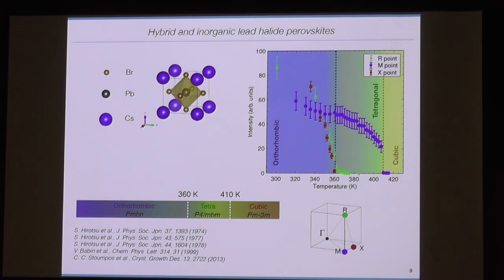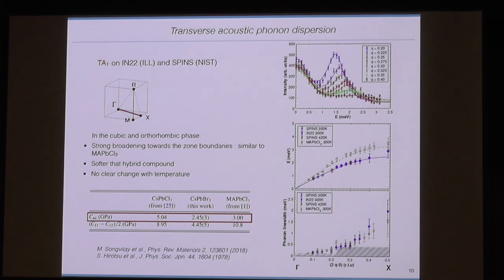I show here the results for the TA1 mode in cesium lead bromide in the cubic and orthorhombic phases, and in comparison the data that we previously obtained in methyl ammonium lead chloride in gray. These are constant Q scans that we performed in the Brillouin zone from gamma to X as a function of momentum, and by extracting the energy position of these peaks, we can get the dispersion. The slope of this dispersion at low Q is related to the elastic constant C44, and I compare the values with other chloride samples, both inorganic and organic. We can see that the dispersion in cesium lead bromide is softer, which we can attribute to a bigger size of the framework due to the bigger radius of bromine.